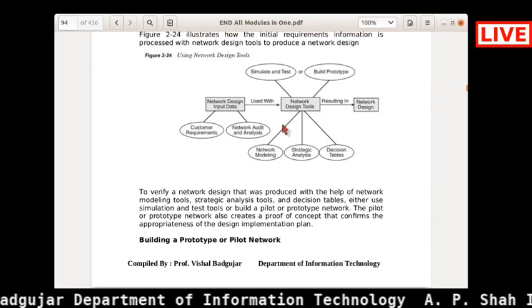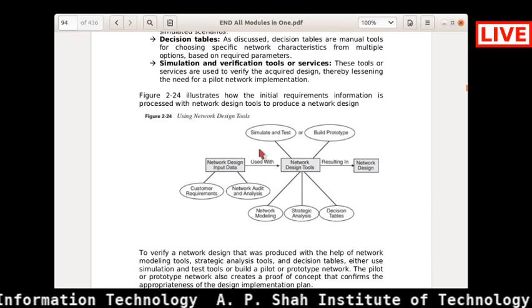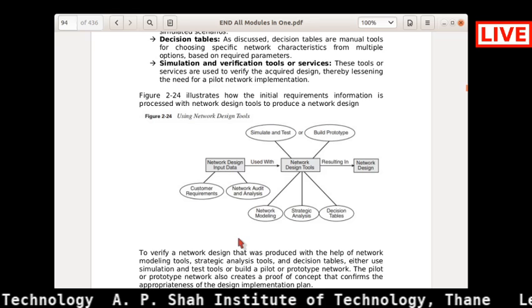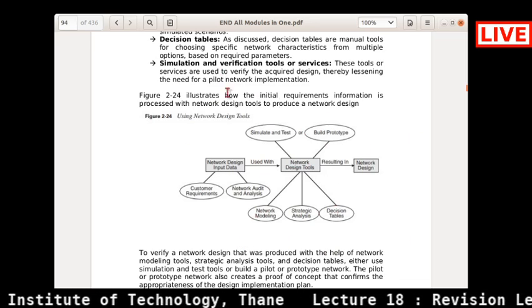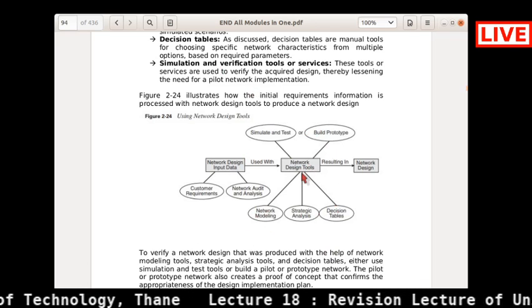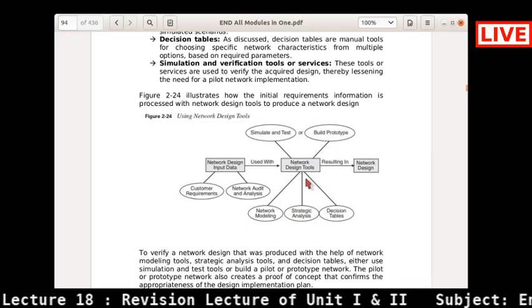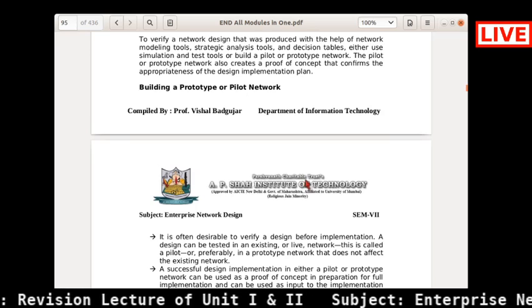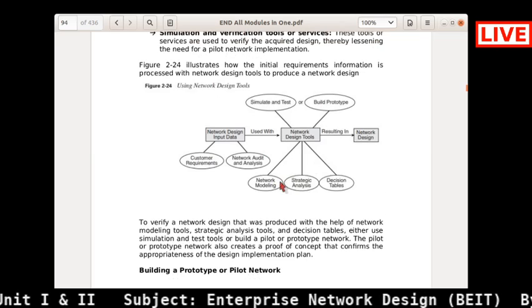Then different tools, right? There are different network designing tools: simulation test, build prototype, network modeling, strategy analysis, decision tables. All these are nothing but the network designing tools which will be used for any kind of network designing, right? So if you go through the diagrams, you will get a clearer picture.